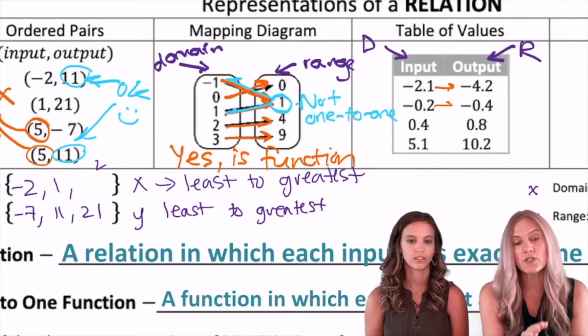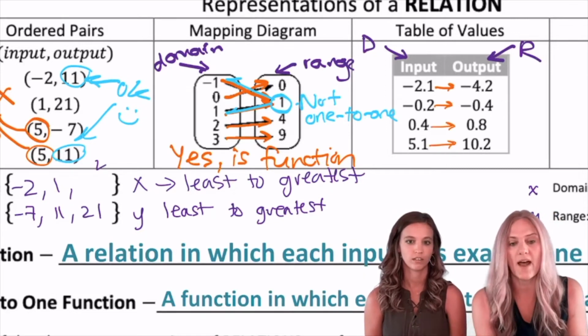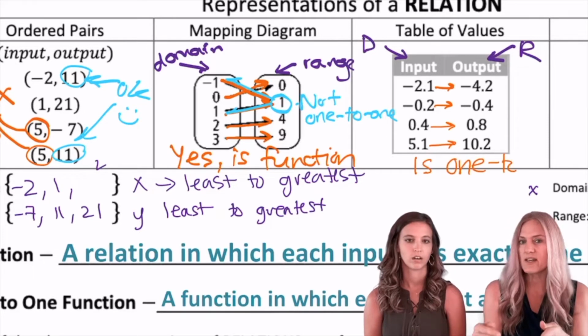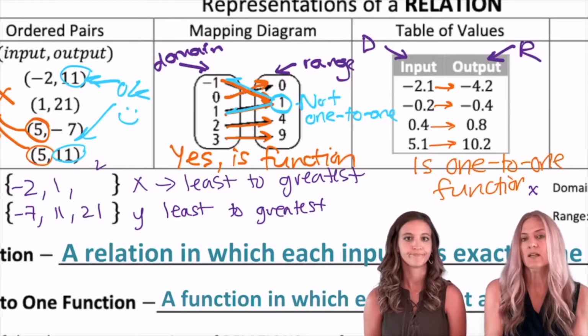function, because -2.1 goes to only one output, negative 4.2. I'm not seeing any of the x's repeated. I'm not seeing any of the y's repeated.